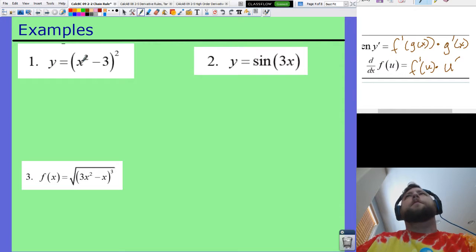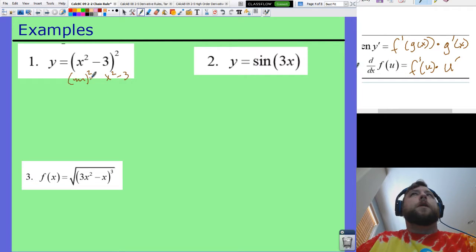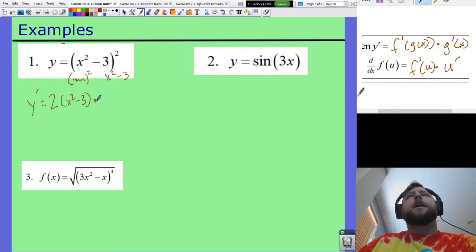So here are some examples. Let's take this function, x squared minus 3, squared. Sometimes I like writing the outside function as something squared. So you have to be able to identify that. And then the inside function is x squared minus 3. Maybe I write it like this just to break it down. So what's the derivative of something squared? Well, that's the power rule. So y prime is going to be 2 times that something, which is x squared minus 3, and then times the derivative of the inside, which is going to be 2x.